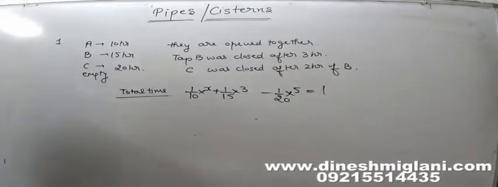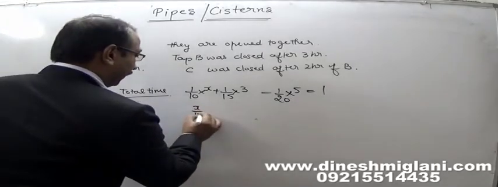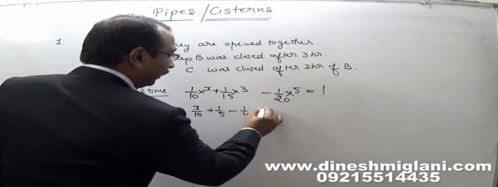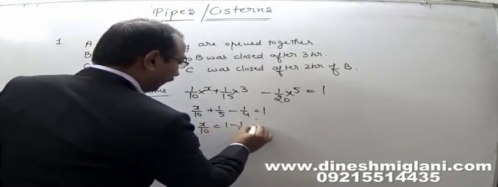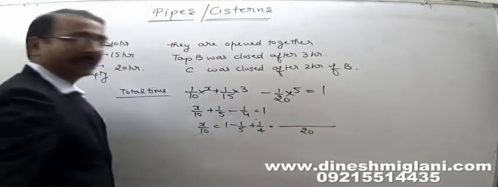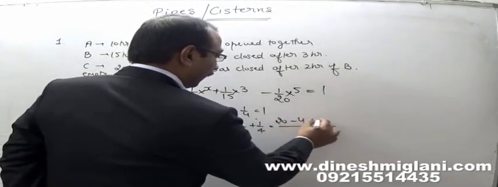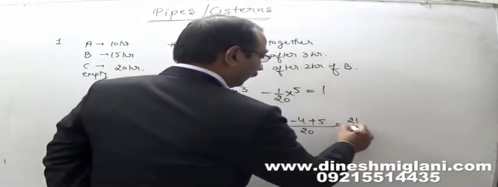So after solving this, I have to find the value of X, right? So what we can say? X upon 10 plus 1 upon 5 minus 1 upon 4 equal to 1. Right? So you may say that X upon 10 equal to 1 minus 1 by 5 plus 1 by 4. LCM is equal to 20. So I may say that this is 20 minus 4 plus 5. Right? So 25 minus 4, 21 by 20.